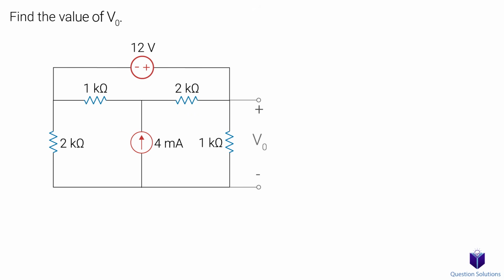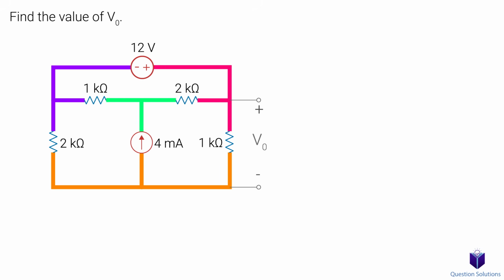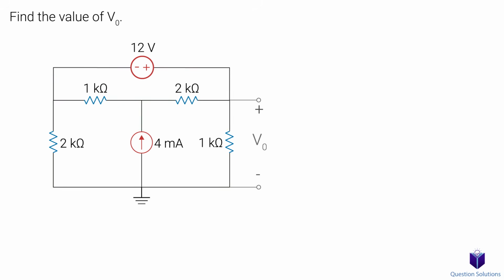Let's take a look at this question, where we need to find V0. Now we're heading into the supernode territory. We see that there are 4 nodes in this circuit. That means we will need 3 equations to solve it. We will make the bottom node our ground. Let's label our nodes. Now we will assume current directions. Lastly, we can label our node voltages.